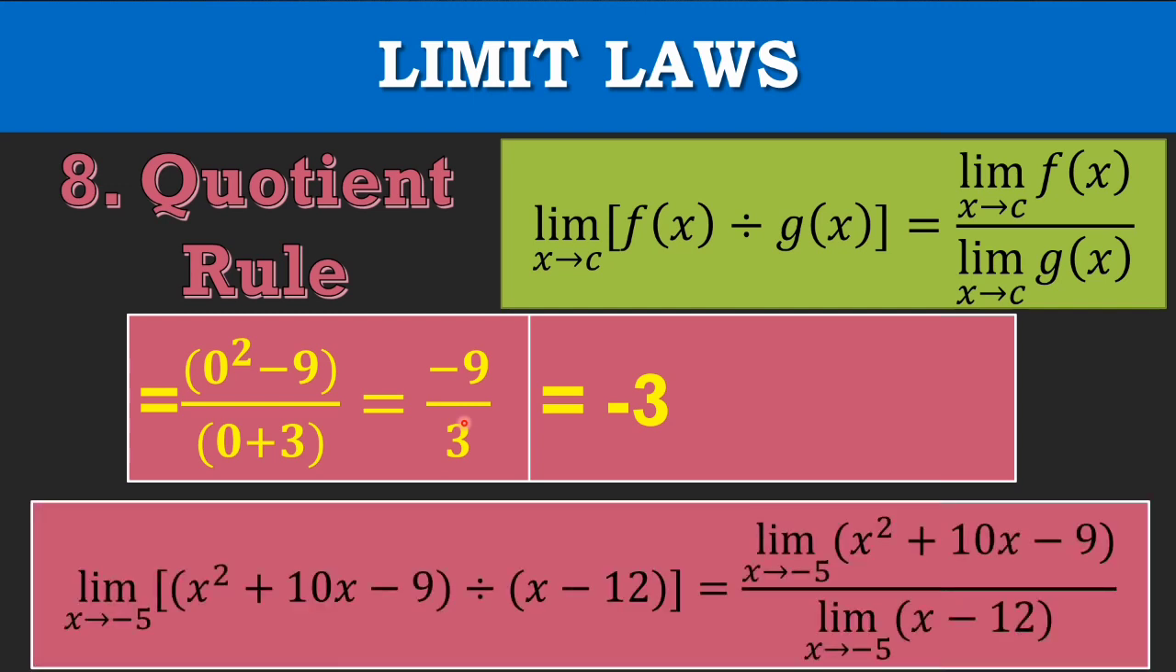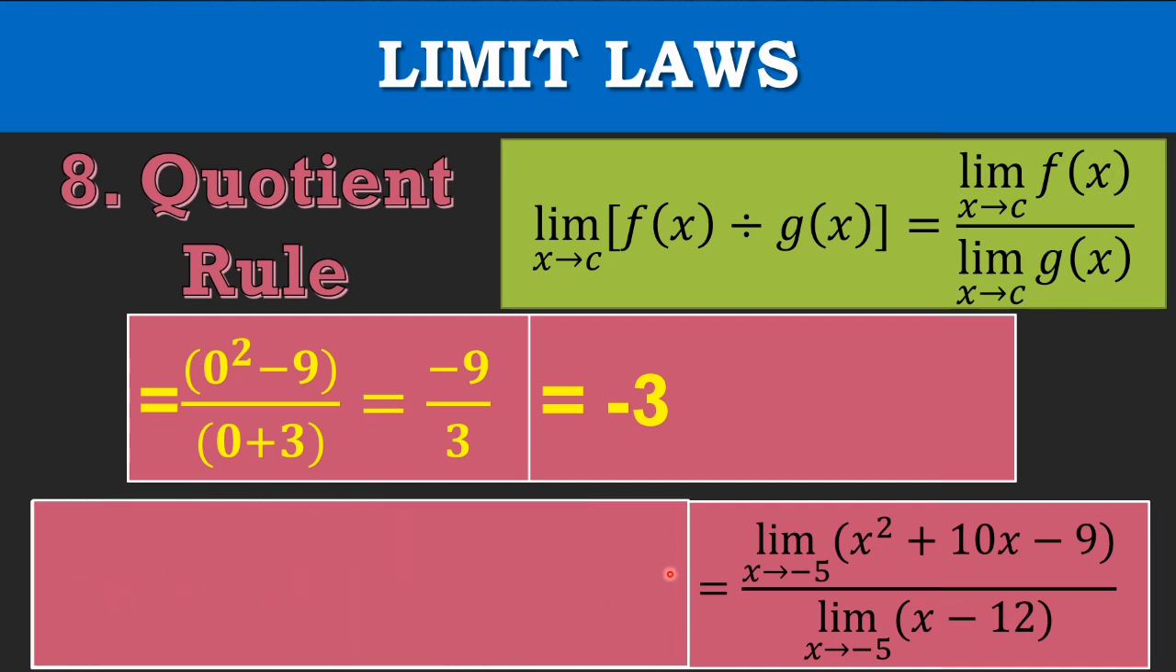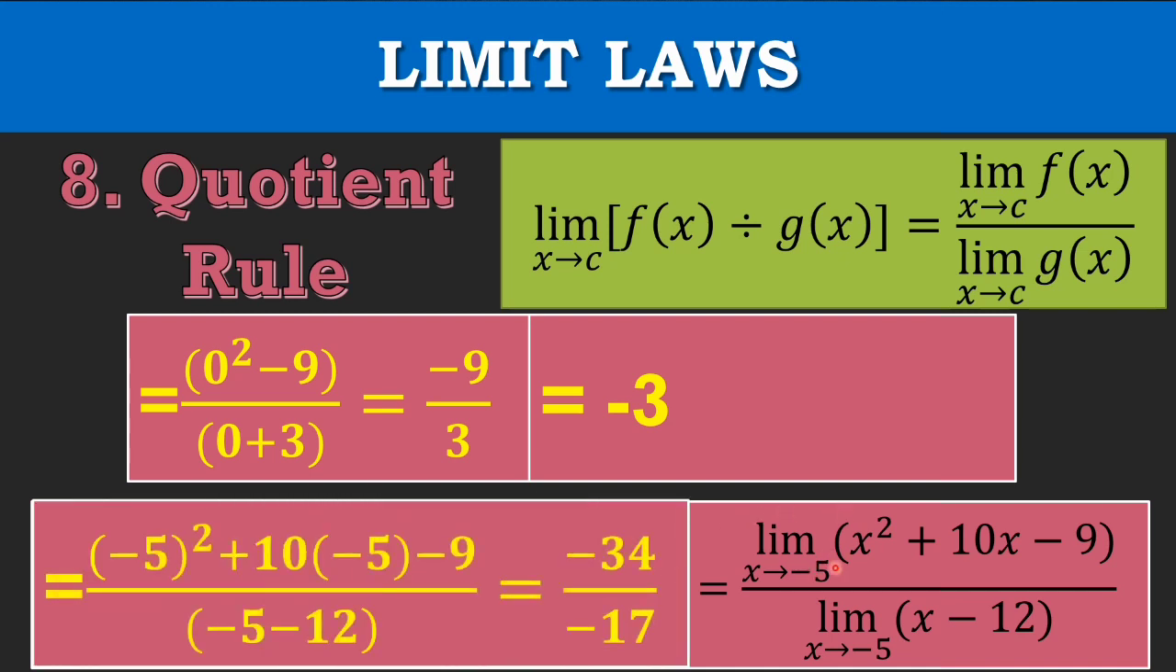Another example, a limit of one function divided by another function as x approaches negative 5 is also the same as the limit of your first function divided by the limit of your second function. Then, direct substitution. Yung x naman natin magiging negative 5. So we get negative 5 squared plus 10 times your x, which is negative 5, minus 9, over your x minus 12. Then simplify. So negative 5 squared is 25.